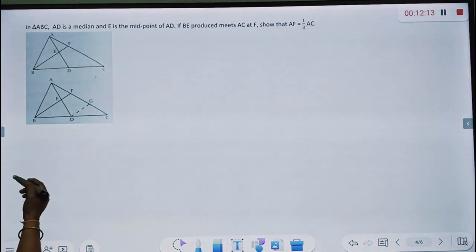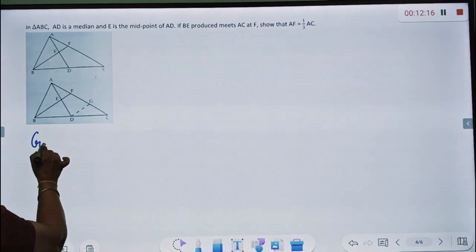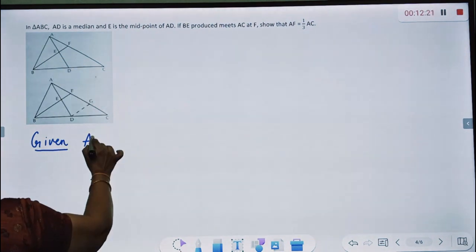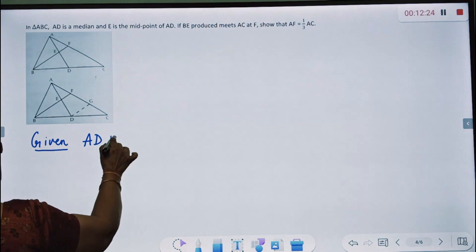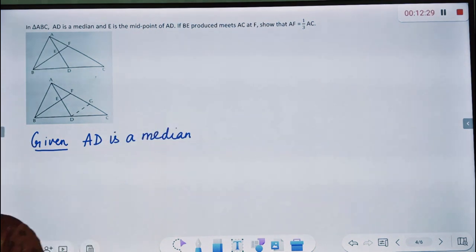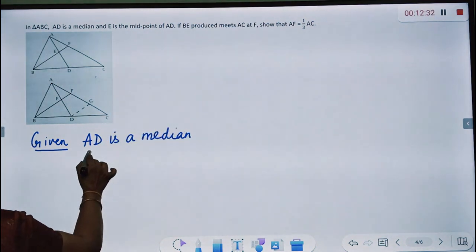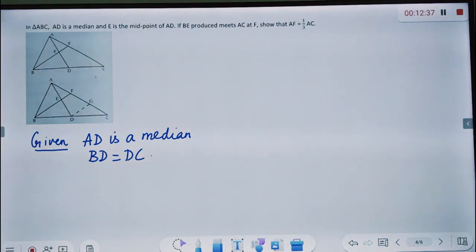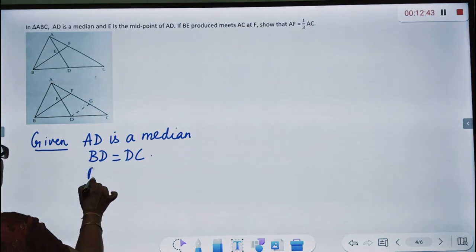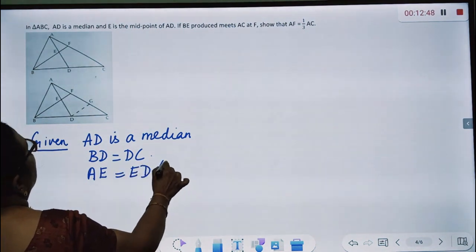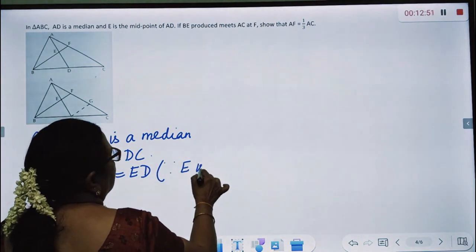Now, look at the next problem. So, what are you given? AD is a median. Look at this figure. AD is a median. Okay, if AD is a median, what does that mean? BD equal to DC. Okay, and E is a midpoint of AD. So what else you are given? AE is equal to ED, as E is a midpoint.